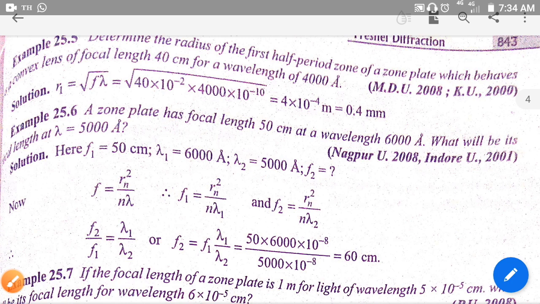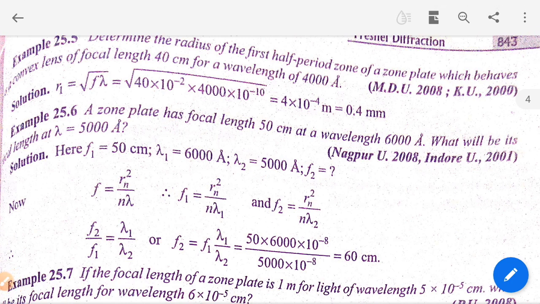Next one: a zone plate has a focal length of 50 centimeter at a wavelength of 6000 angstrom. What will be its focal length at lambda equal to 5000 angstrom? Here the focal length is given for the first wavelength, which is 50. What will happen if the wavelength is changed from 6000 to 5000 angstrom? f1 is 50 centimeter, let lambda 1 be 6000 angstrom, and let lambda 2 be 5000 angstrom, and find f2.